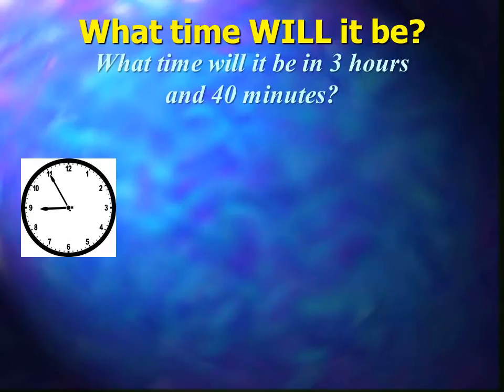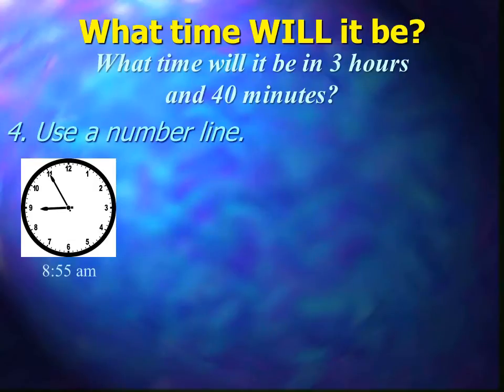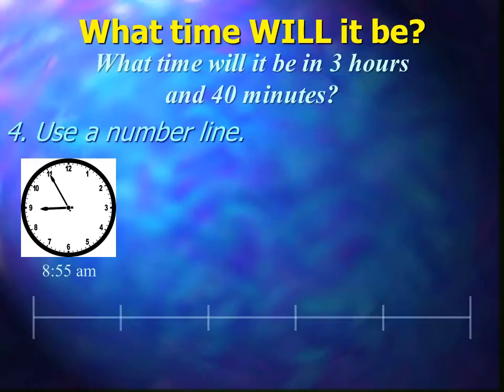Our final method, and one that I'm quite happy with, is the number line. First, we need to look at what time it is. It is 8:55 a.m. Draw out a number line. You can put the ticks in as you go. You can draw it out just like this. Whatever works for you is perfectly acceptable. At the very front of the line, we need to write our time, 8:55.